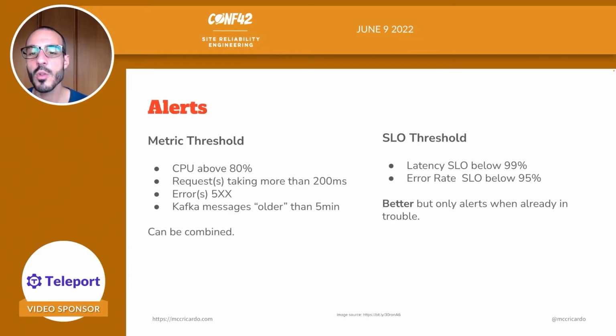But I would only receive an alert when I'm already in trouble. If I define 99% as the threshold where my users are happy, and I go below that, basically what I'm saying is that my users aren't happy. So ideally, what I would want is to be alerted before this happens. And if we are relying on this to fix things before an SLA is breached, this is exactly what we want.